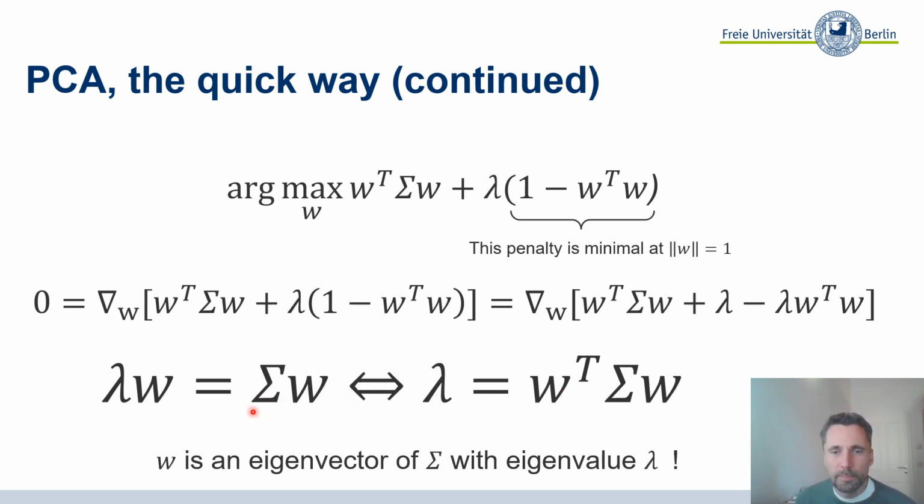And so if we multiply W transpose to each of these sides, and W transpose W is 1, remember, then we see that the variance, so that's what we wanted to maximize, the variance is lambda. So if we have this vector W, which is, by the way, the eigenvector of sigma, the eigenvalue gives us the variance of the data along this direction.